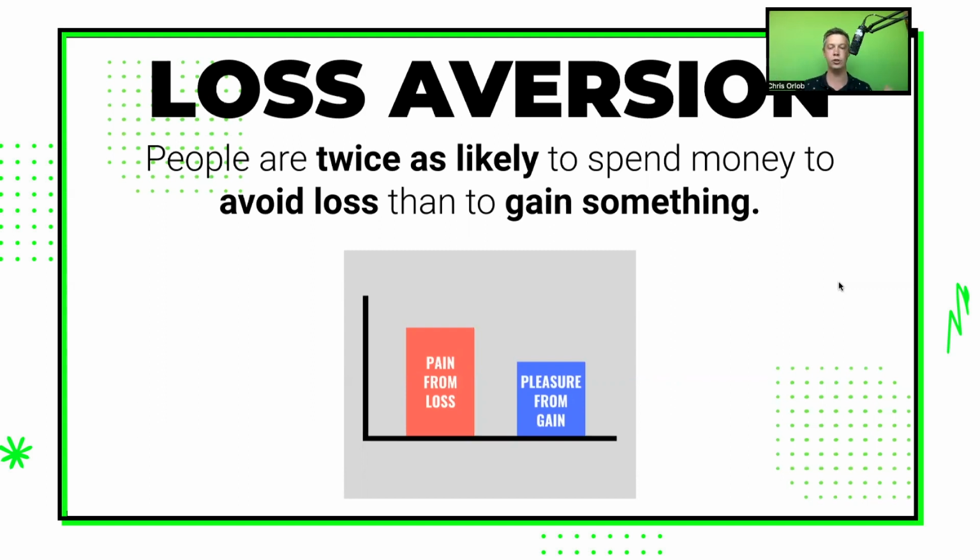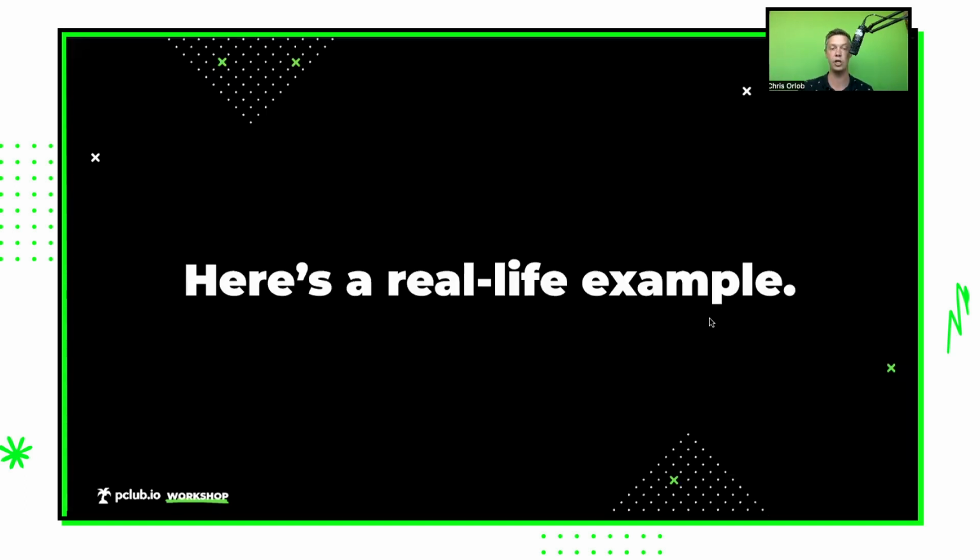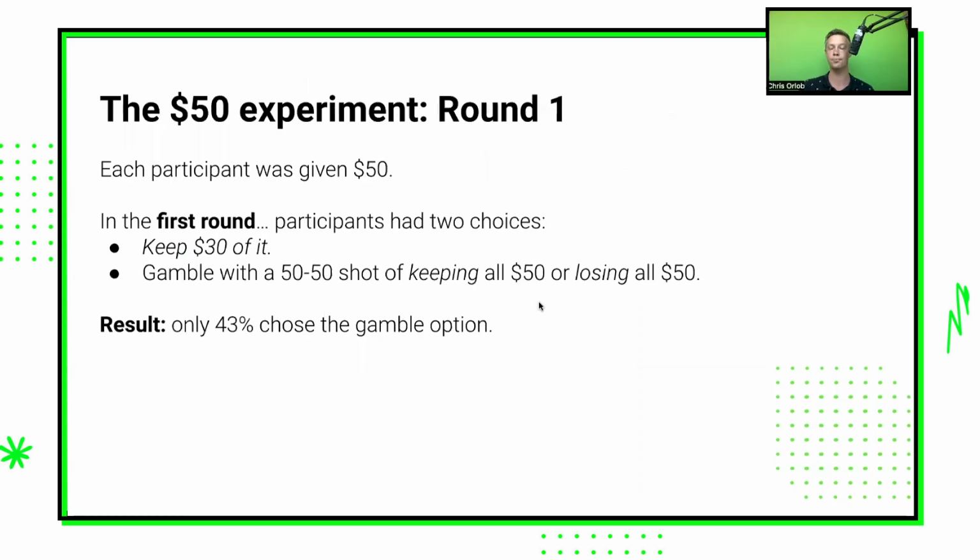In other words, if you lose $100, it's twice as painful, or the emotion is twice as intense as the pleasure you gain from making $100. Losing something is twice as painful as gaining something, even if they're the equivalent things. This is one of the ways humans are wired. So here's an example, and this actually comes from Daniel Kahneman. This is written about in his book called Thinking, Fast and Slow. And in the book, he talks about what they call the $50 experiment.